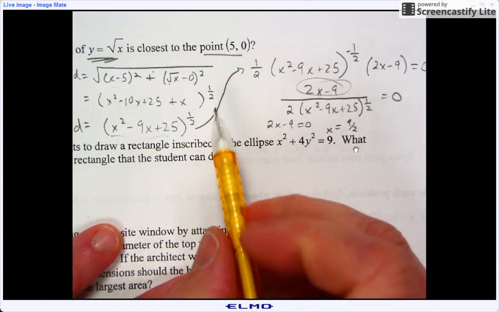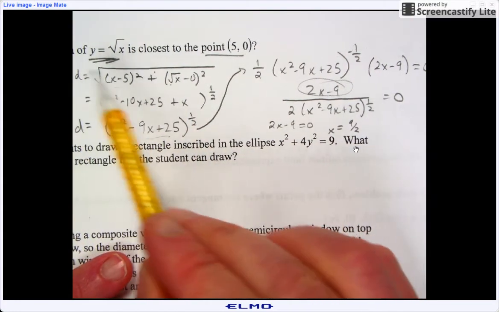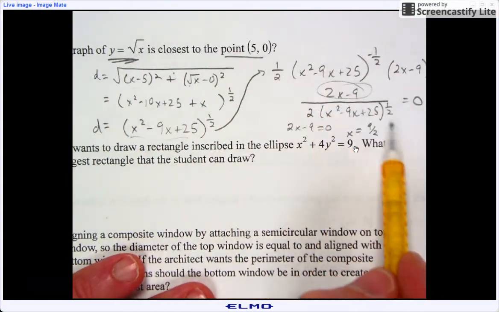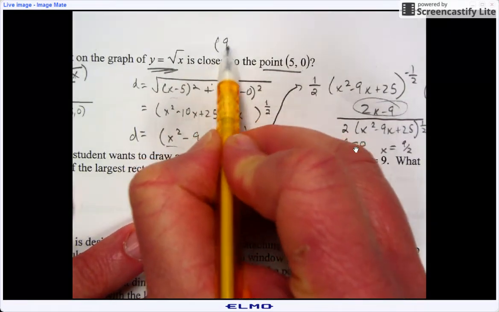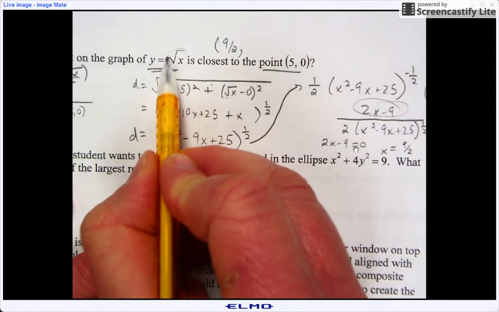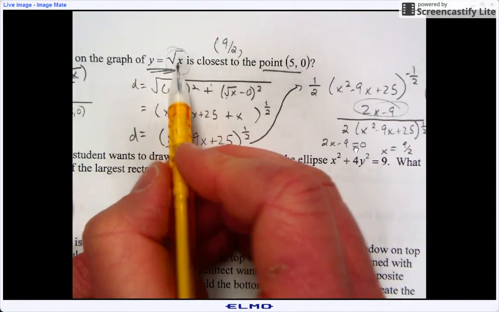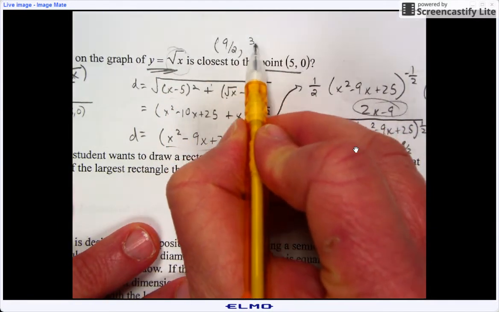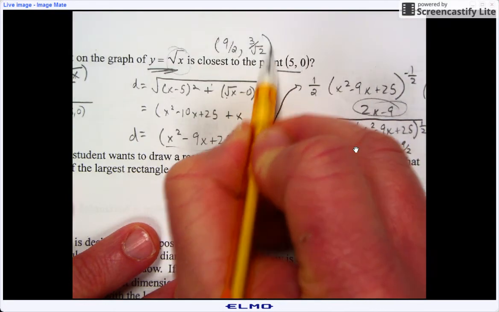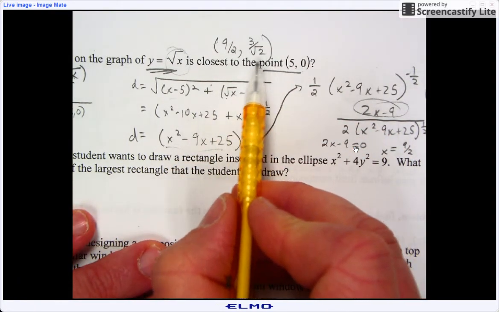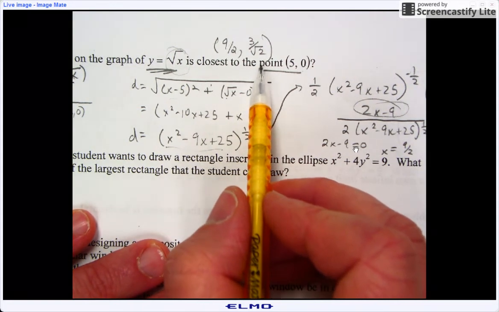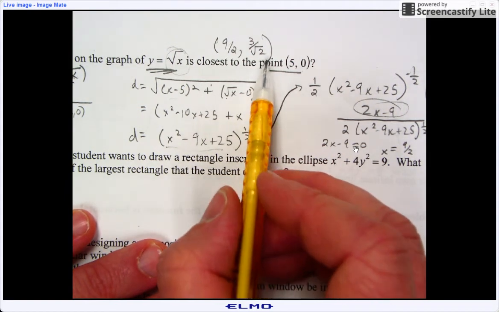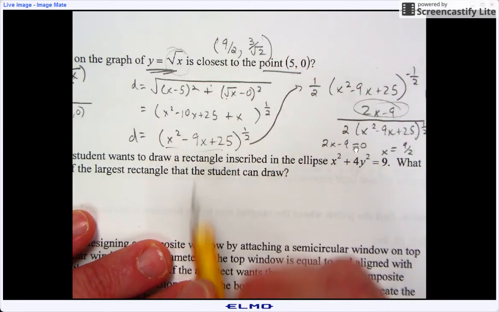Go back, make sure you answer the question. What point on the graph is closest to (5, 0)? So I have the x coordinate. I got to find the y coordinate by taking the square root of 9/2, which is 3 over radical 2. And just to make your pre-calculus and algebra 2 teachers upset, leave that radical in the denominator.